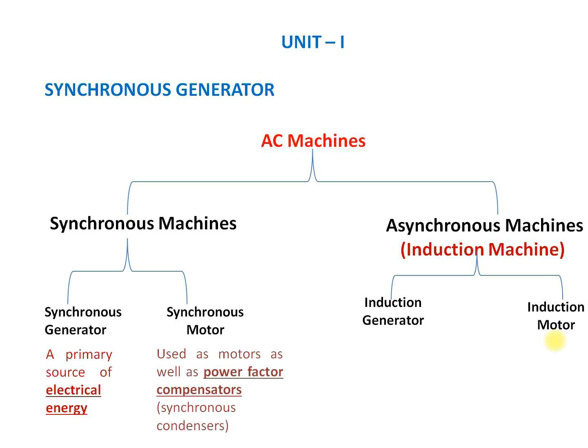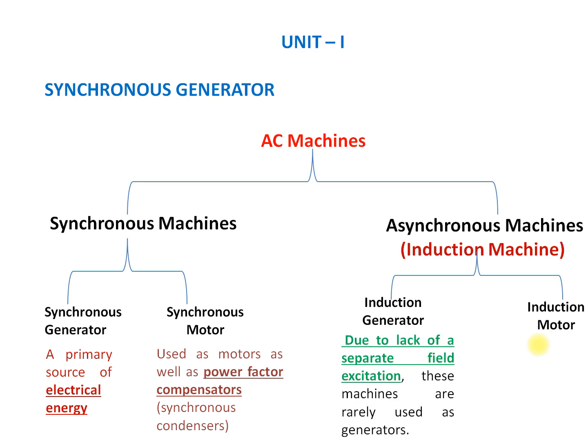On the other hand, the asynchronous machines, that is, the induction machines, have the first subclassification as induction generators. Induction generators lack a separate field excitation, so the induction machines have a speed less than the synchronous speed, and these machines have AC supply for the rotors, so that they won't touch the synchronous speed.